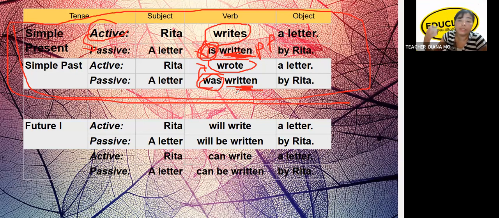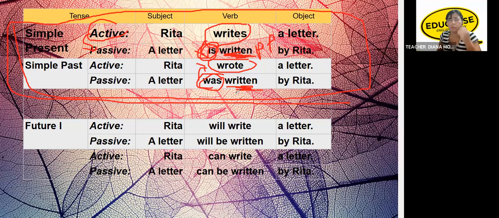Remember that the past participle are the ones that end in Spanish, ado, ido. So we have some irregular, right? Because not all of them are ado, ido, but most of them. So a letter is written, escrita, right? And that's the way that we emphasize the action and not the person who does the action.